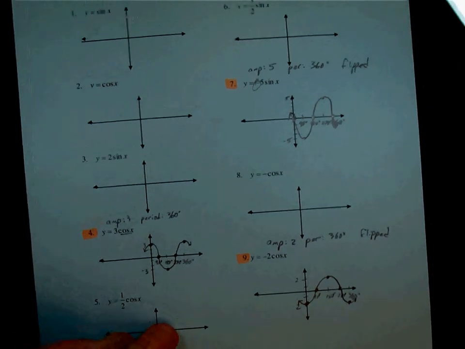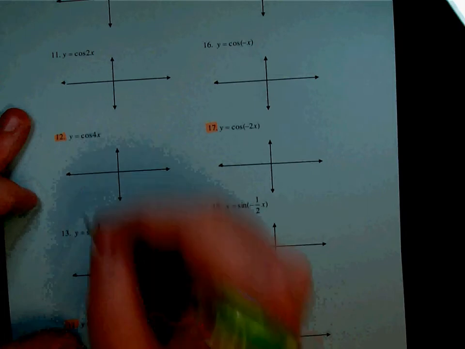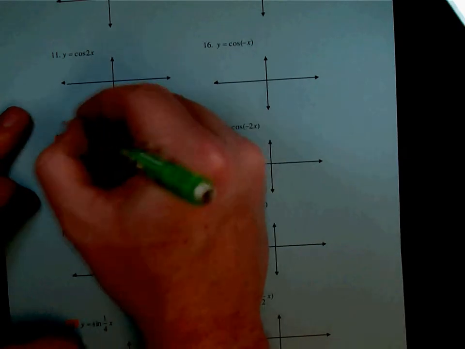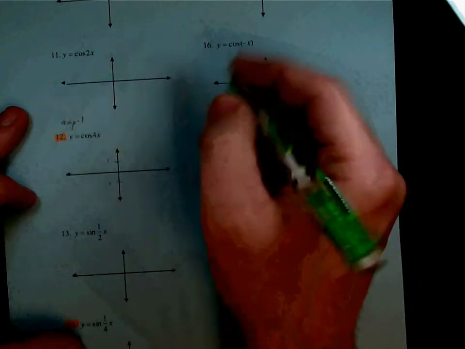Okay, let's go to the next page. I want to take a look at number 12. Here there's no A value, so our amplitude is just 1. But we've got a B value, that's going to affect my period.